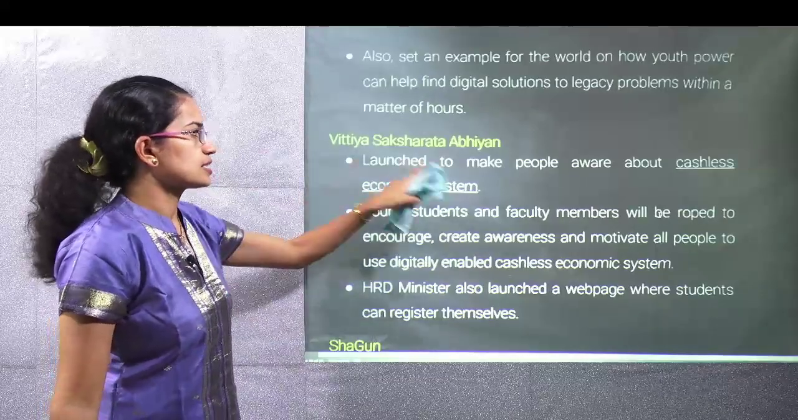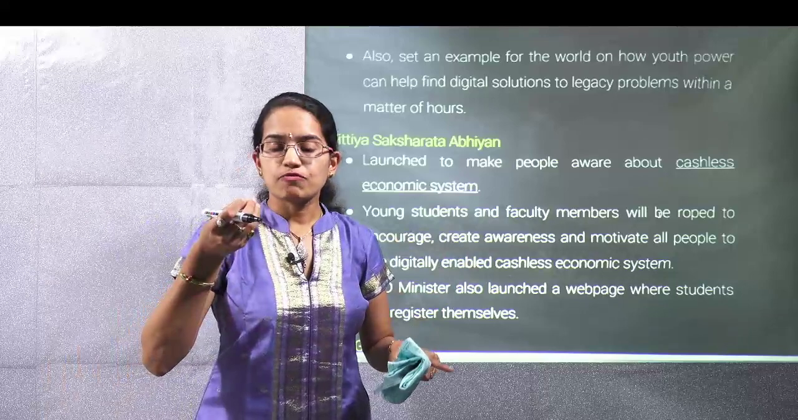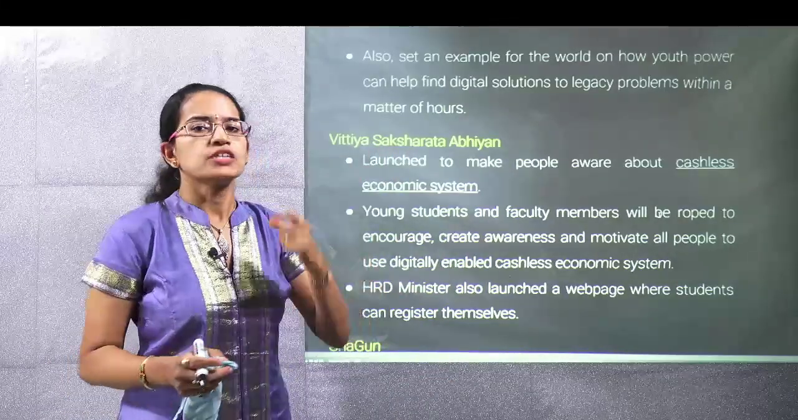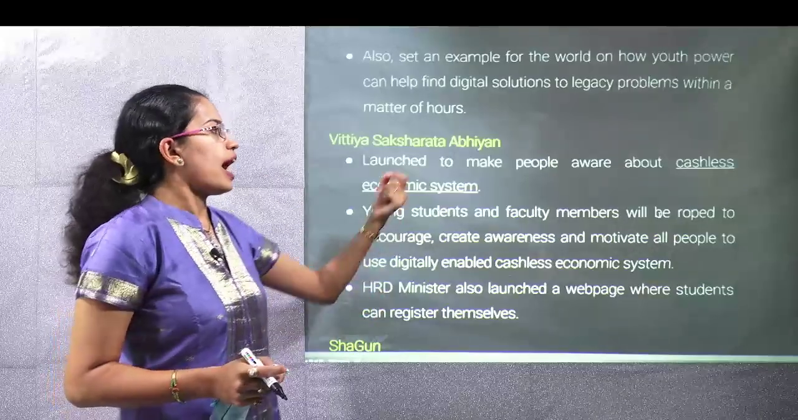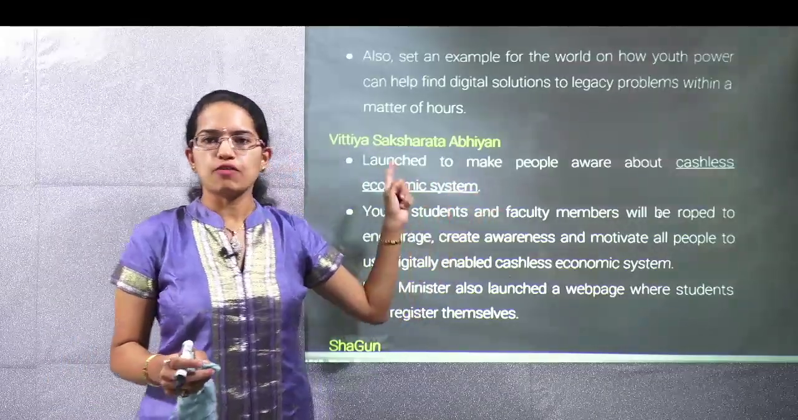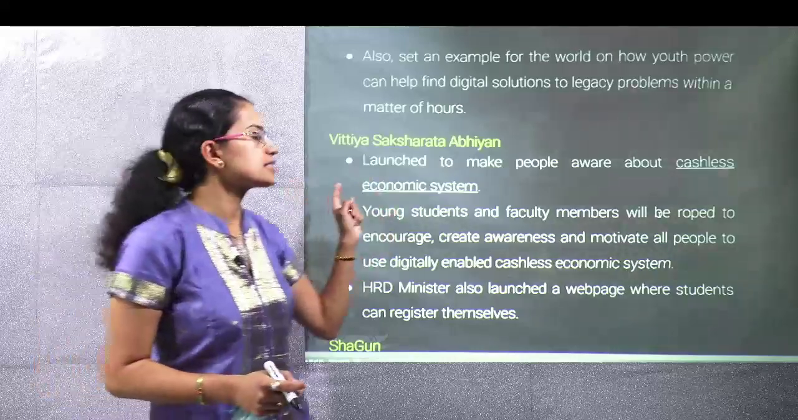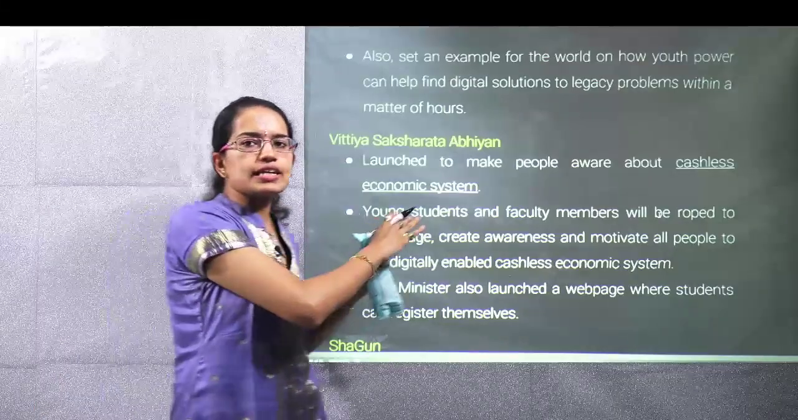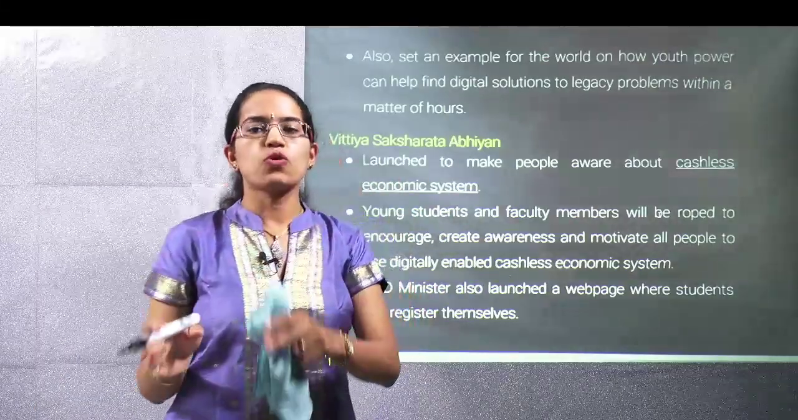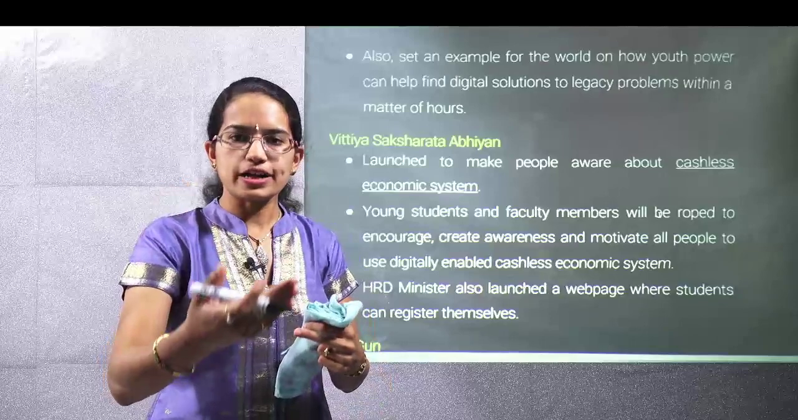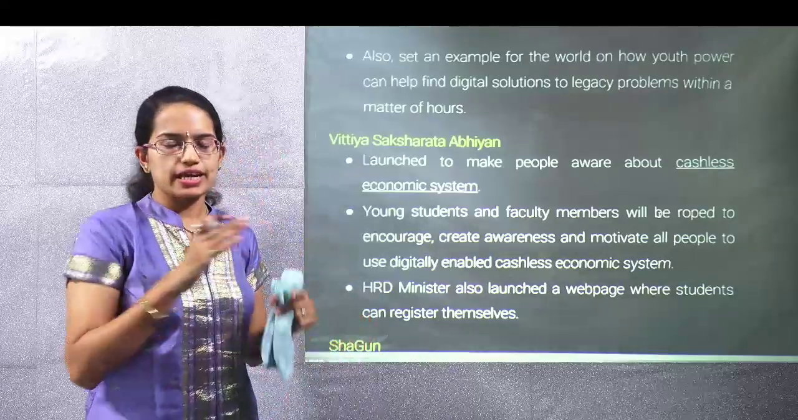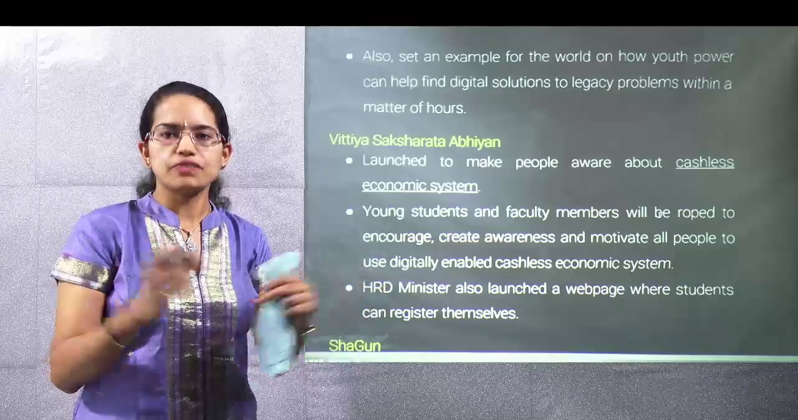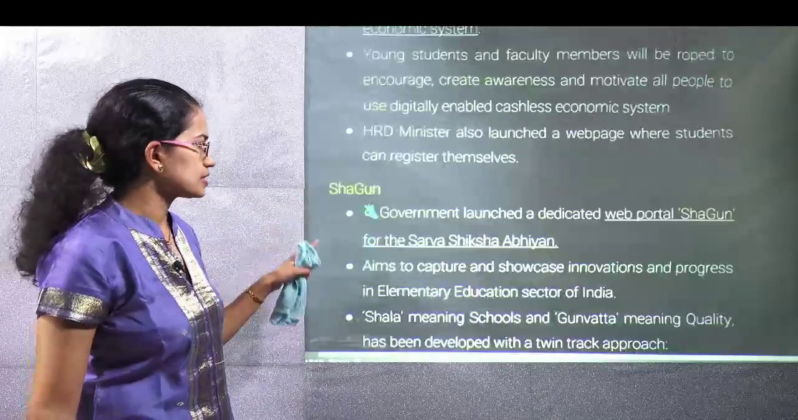Vittiya Saksharta Abhiyan, that is financial literacy. Vittiya means finance and Saksharta means literacy. So it's a financial literacy program, and the idea is to make people aware about the various cashless economic systems that we are working on. So again, Digital India and a kind of cashless move, bringing India into a cleaner economy was the main idea. So Digital India and demonetization issues could be linked very closely considering these schemes.